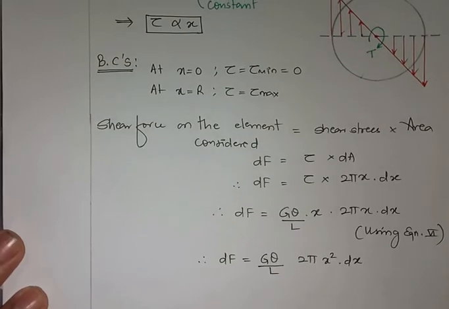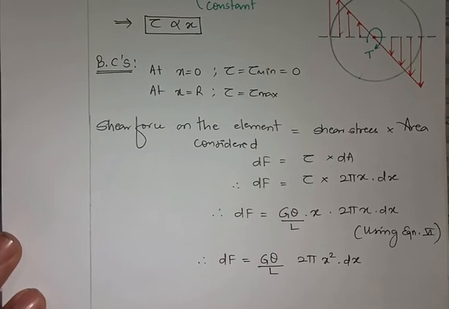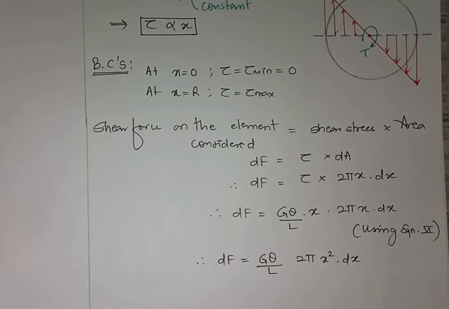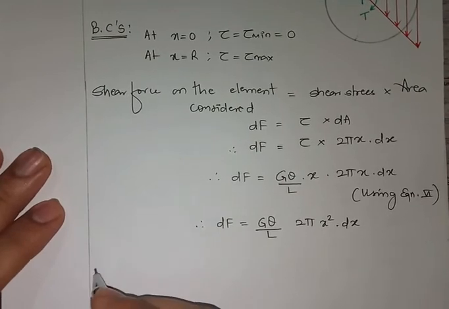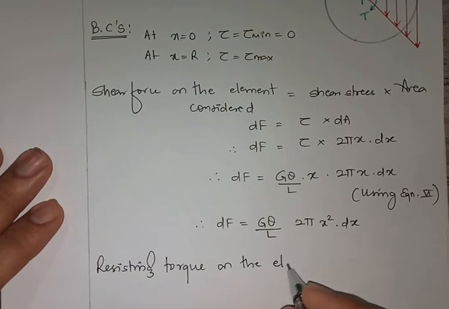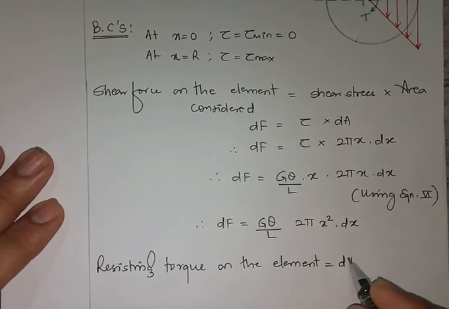Now, whenever you have an applied torque T at the free end, what will the material do? It will resist this applied torque. If you are trying to rotate it, that is the action, and the material will give you some reaction. There will be some resisting torque. That reaction is nothing but the resisting torque on the element, which I'll take as dT.